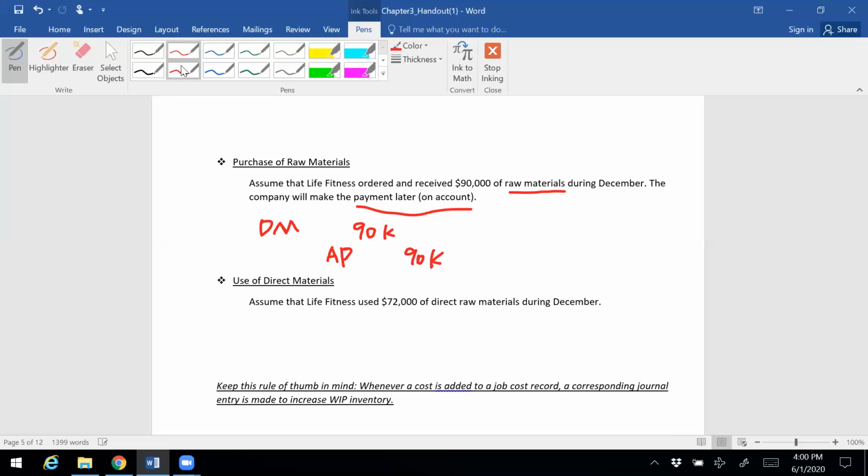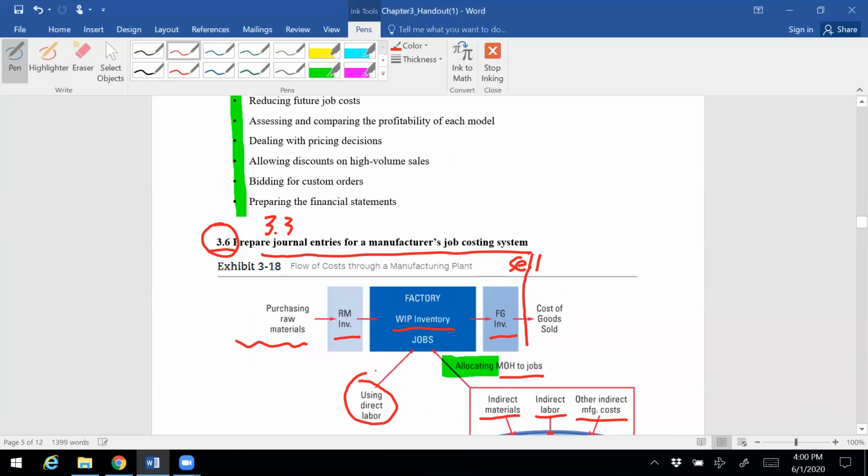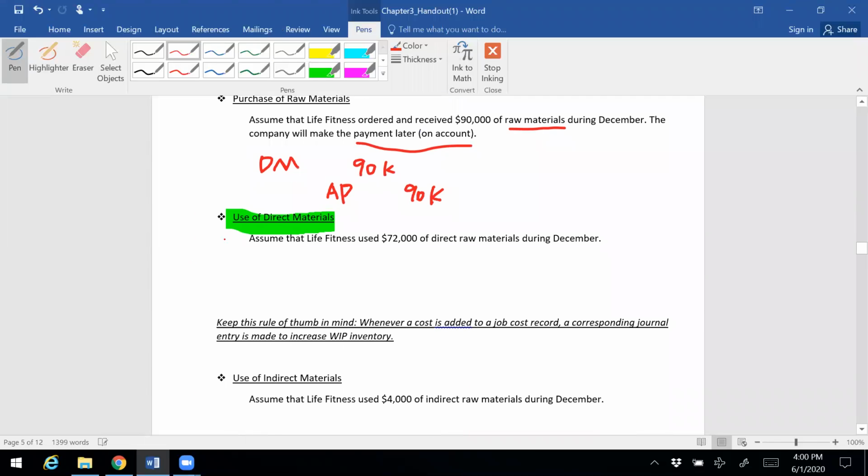And then the next one, use of direct material. Now you start using direct material. Remember, when you use direct material, you will make the material into what? It's not direct material anymore, it became your work in process. So we used 72,000 of direct material during the month.